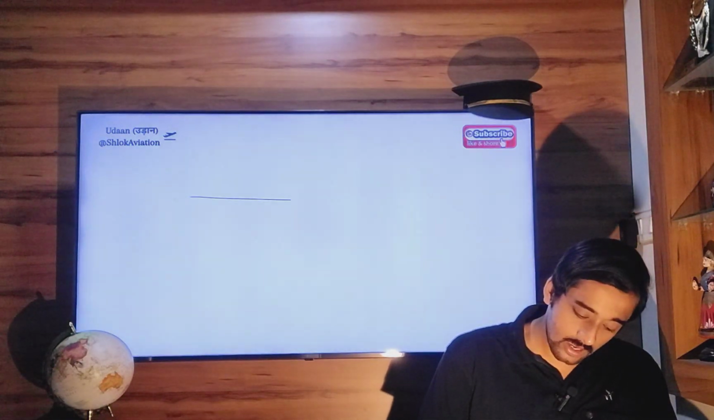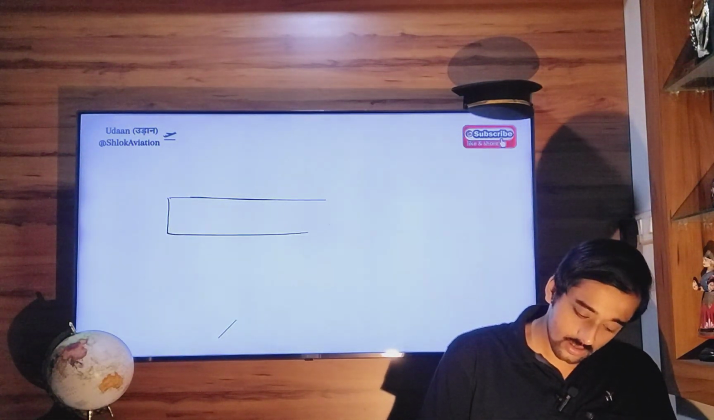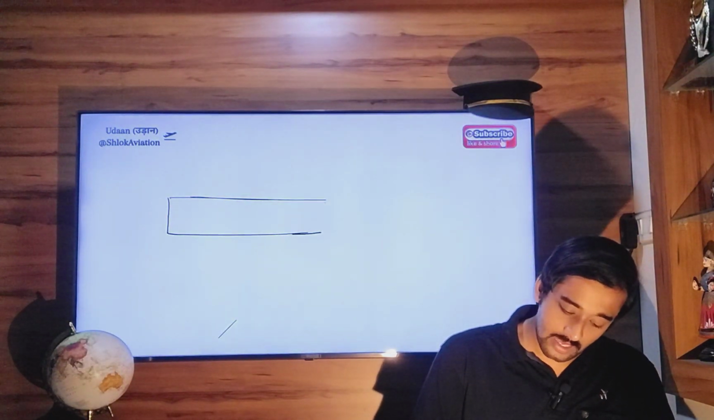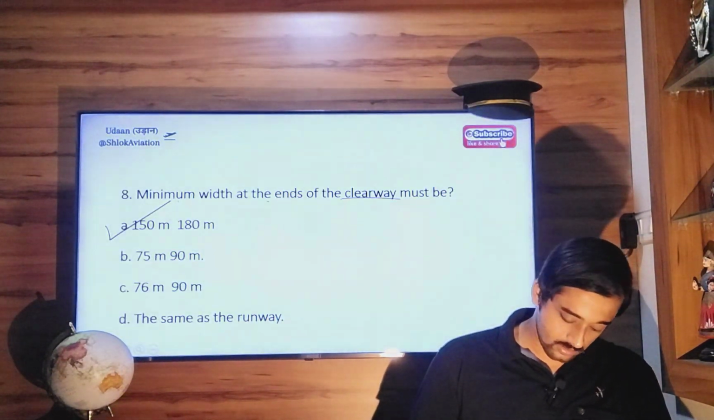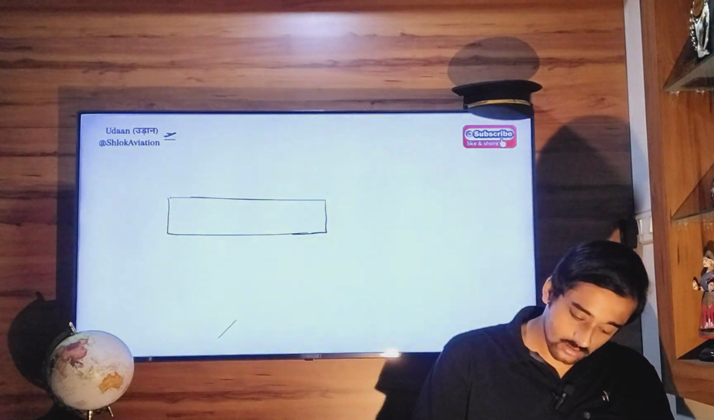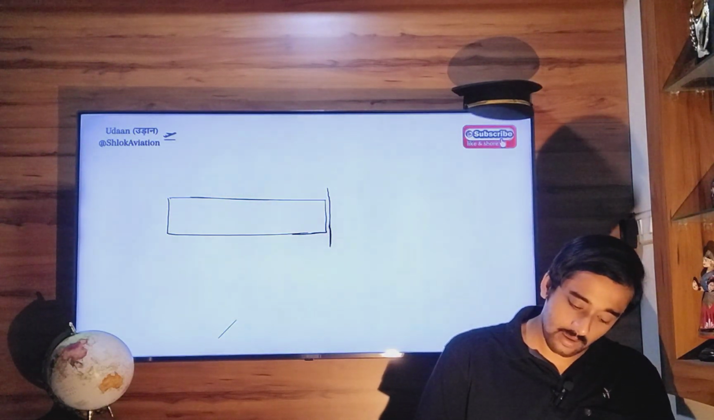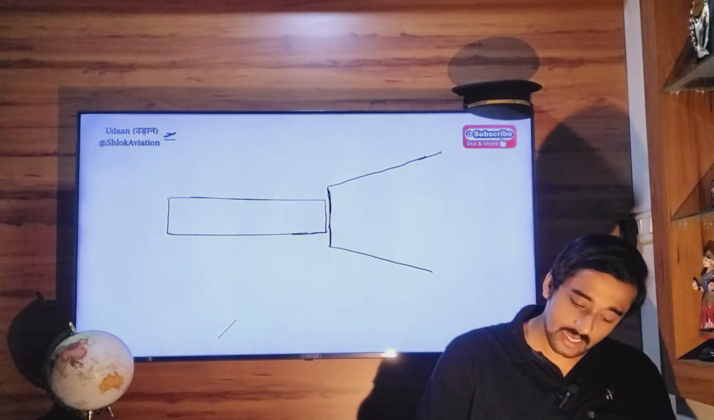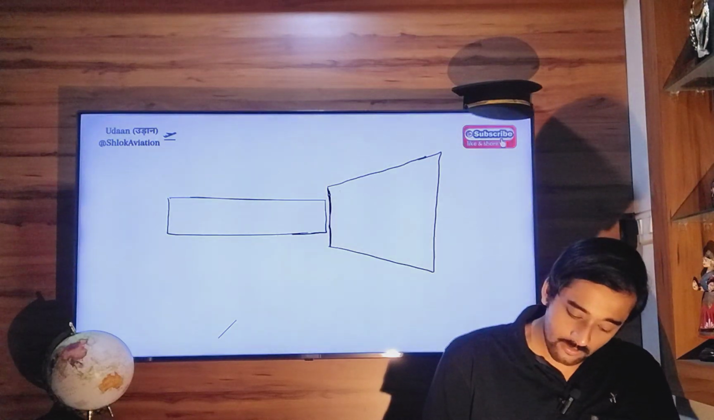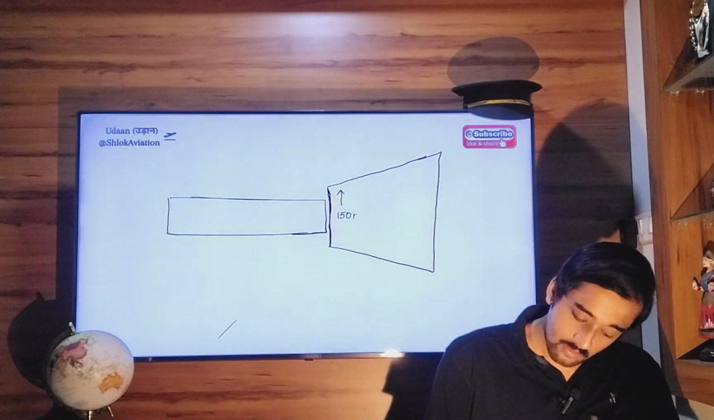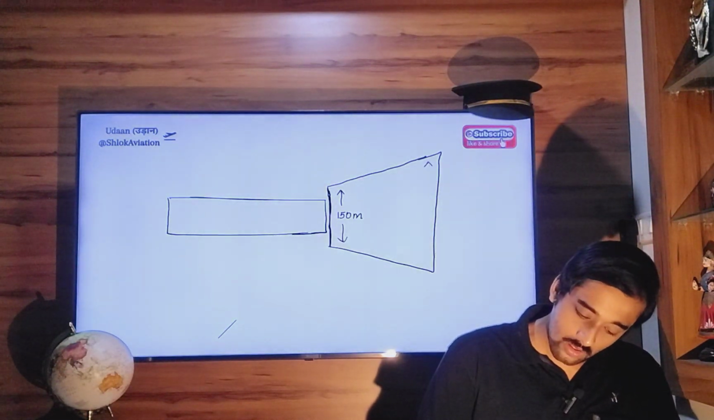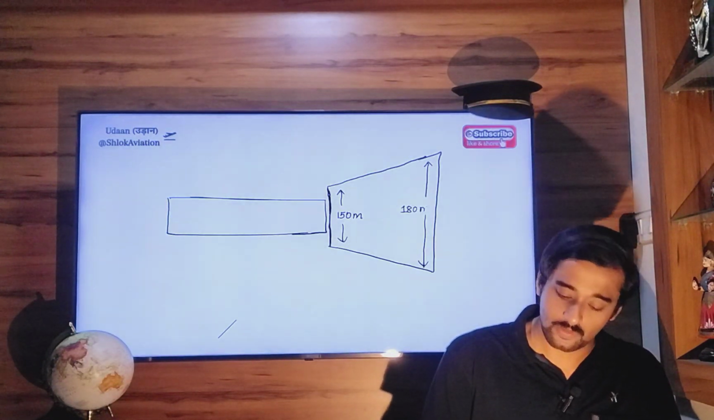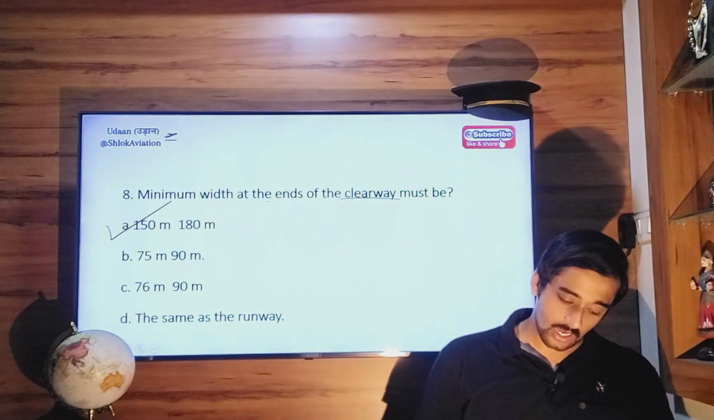Let's say this is your runway. So the clearway can be 150 meter, and it can extend up to 180 meter. So 150 meter, 180 meter, right? So option alpha.